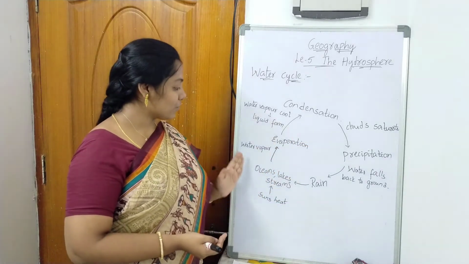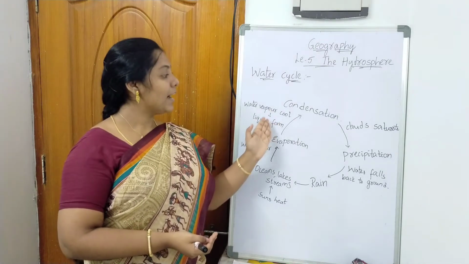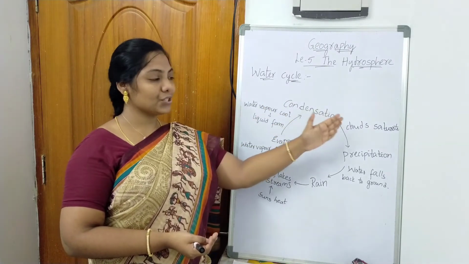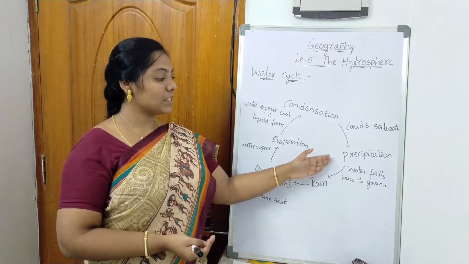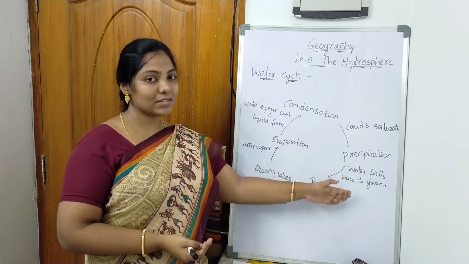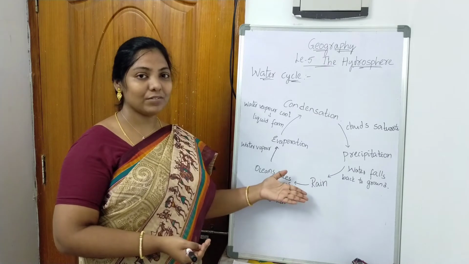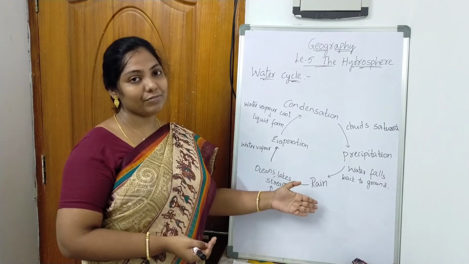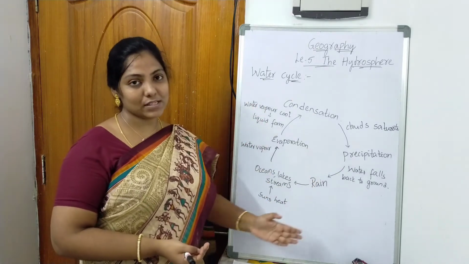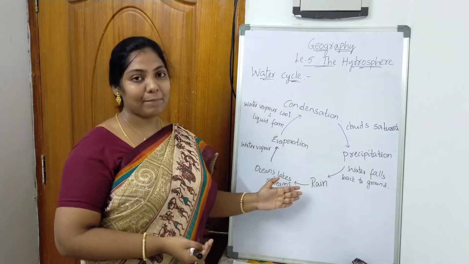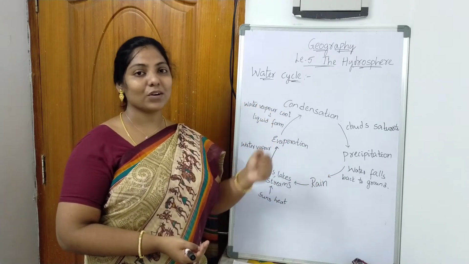So first water vapor will be formed, it will rise up and it will change into liquid form, and after condensation clouds will be formed, and when clouds are saturated, precipitation will be formed. Precipitation means water falls down to earth in the form of rain. So again, where will this rainwater go? Again, this rainwater will fall on land and on oceans, and this is a cyclic process. It will continuously happen. So we call it as water cycle.